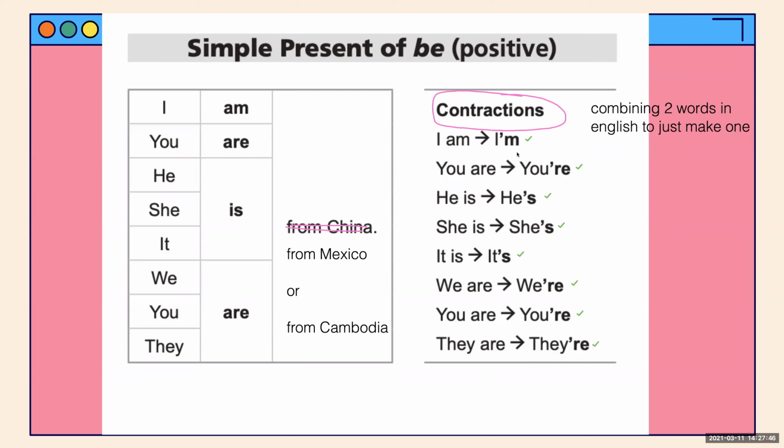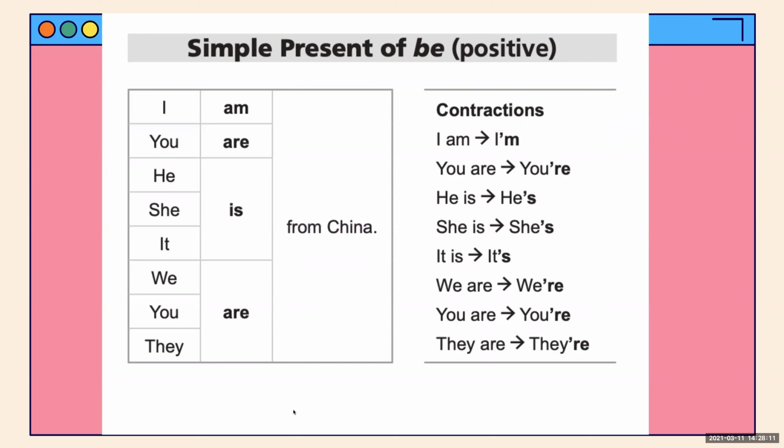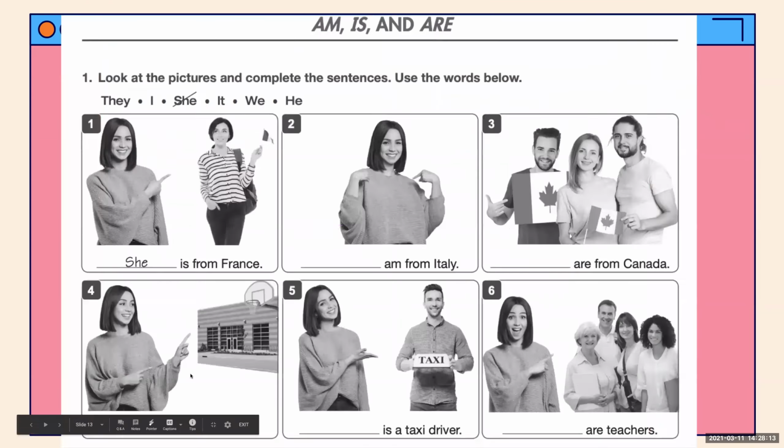So I'm just going to go through the second word, and I want you to practice one more time. I'm, you're, he's, she's, it's, we're, you're, and they're. Again, you can repeat this as many times as you want, but we are going to move on to our next activity.